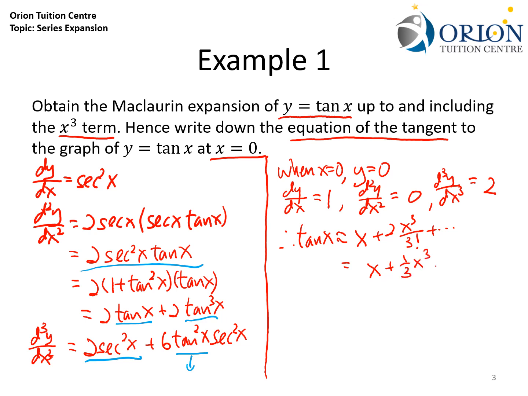And therefore with this, I can say that the equation of the tangent at x equals 0 is going to be y equals x, since I am taking everything of the Maclaurin series up to and including the x term.